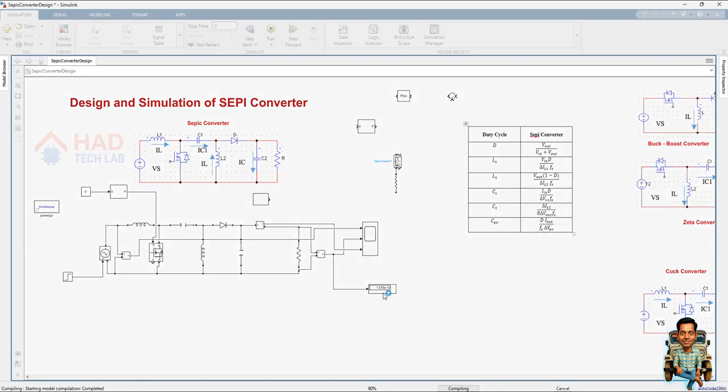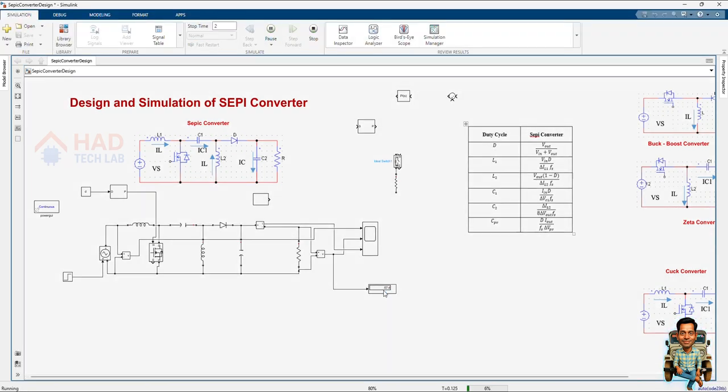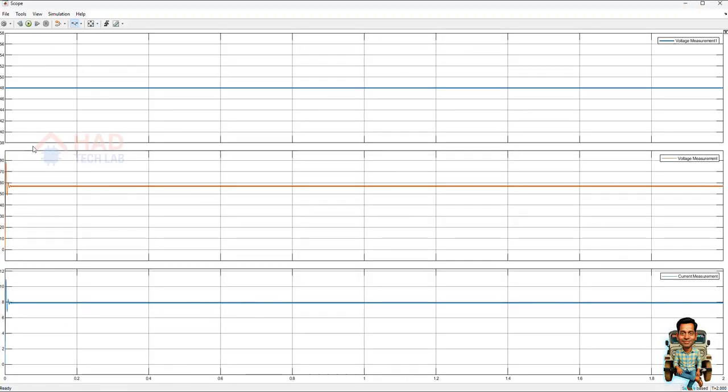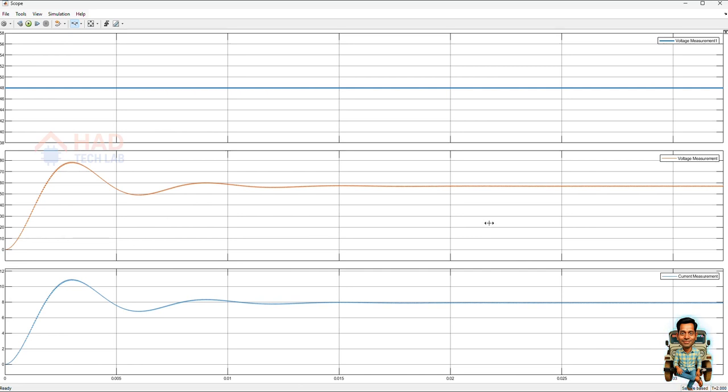So you can see the display. We are getting nearly 60 volts. This SEPIC converter operated in open loop condition, so we are getting more or less nearly 60 volts. So this is the open loop operation of the SEPIC converter. The input voltage is 48, the output voltage is 62. So that's what I told earlier: the output will be greater than the input when we operate in boost mode, and less than the input when we operate in buck mode.